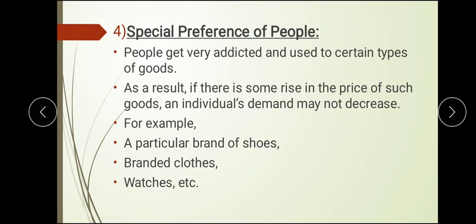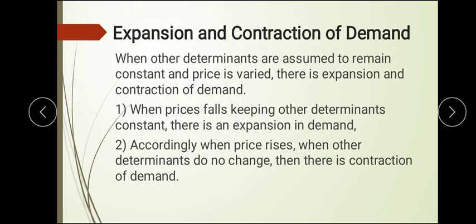So these are the four types: prestigious goods, extremely low price goods, Giffen goods, and lastly, the fourth one, special preference of people. These are the four exceptions to the law of demand. Now, I hope you are very clear with this. Let's move to the next topic, that is expansion and contraction of demand.